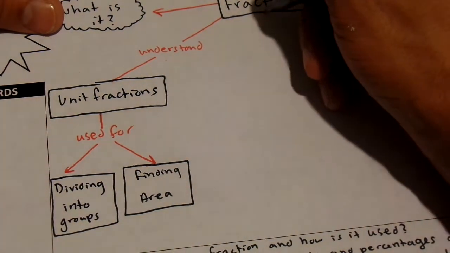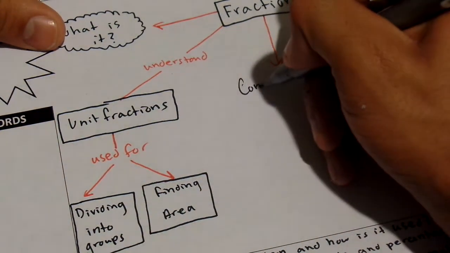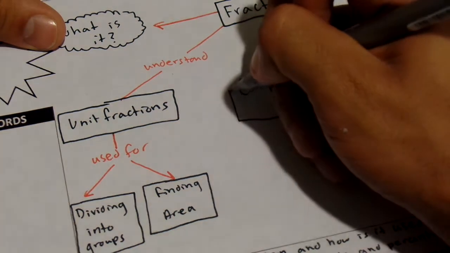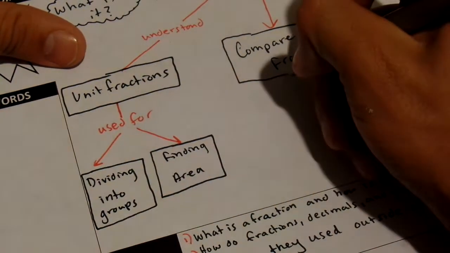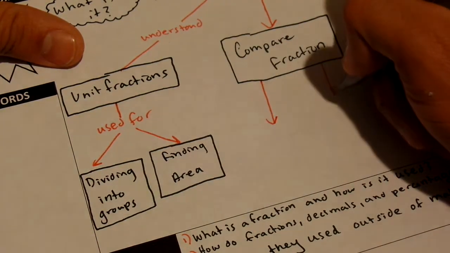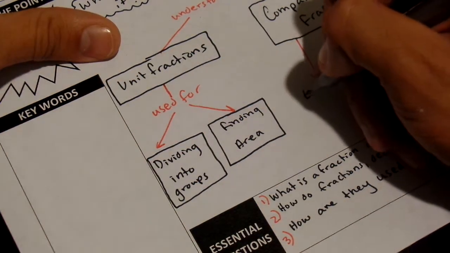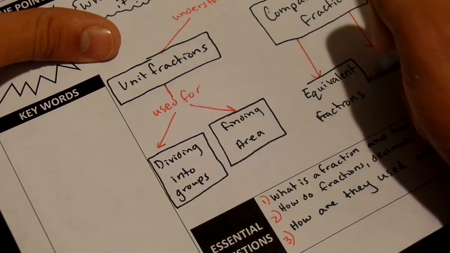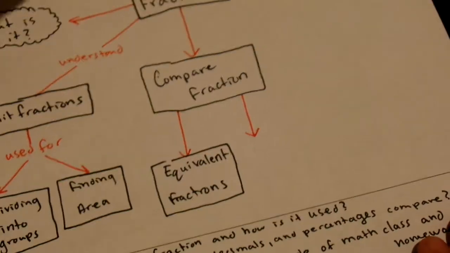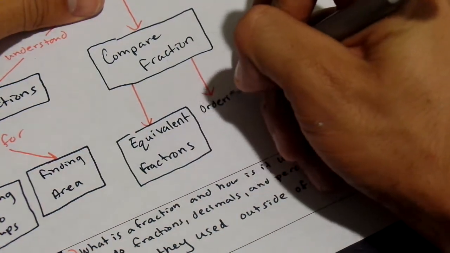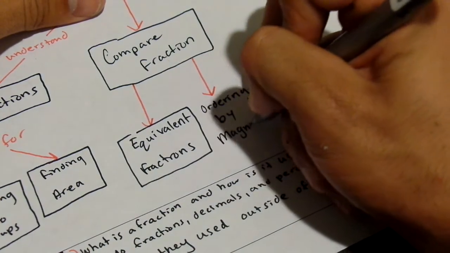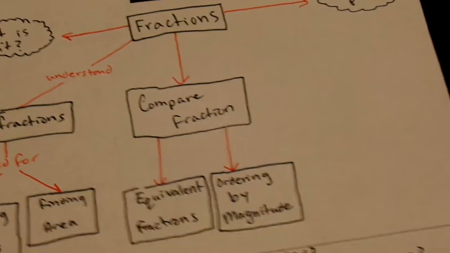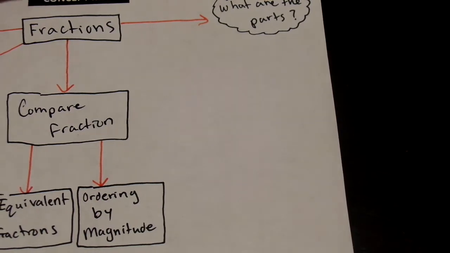Next thing we're going to look at is we're going to compare fractions. We're going to compare two types of fractions. First, we're going to compare equivalent fractions. So one way of comparing is to look at which ones are equivalent. And another way we're going to do is ordering by magnitude. And that just means in order from smallest to biggest, biggest to smallest, which one's bigger. So comparing by magnitude.